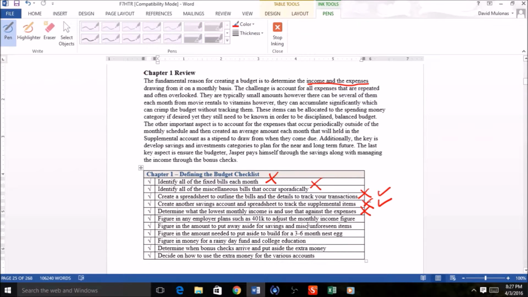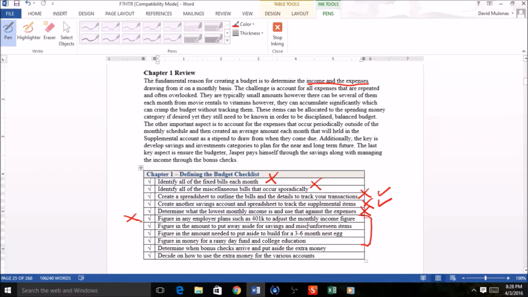Right here we talked about determining the lowest monthly income against the expenses, and that gets back to our bonus checks. In Jasper's case, he gets paid bi-weekly, which means 10 of the 12 months he gets the normal 2 checks, and then 2 months a year he gets 3 checks for those months. But the lowest amount means he's going to live off every month with just 2 checks. We also talked about employer plans. These are the savings vehicles down here. 401k: Jasper did participate in that, so that lowers his income. He does not have to manage it himself in terms of his budget every month.